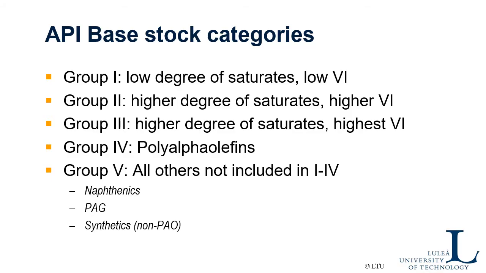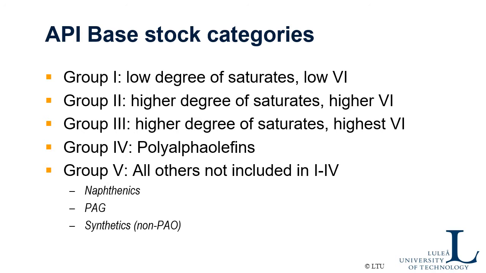One thing you need to know about when you speak to a supplier of a lubricant is the API base stock categories. It's not important from a tribology point of view, but you should be aware of those categories of base oils. So there are 5 categories.